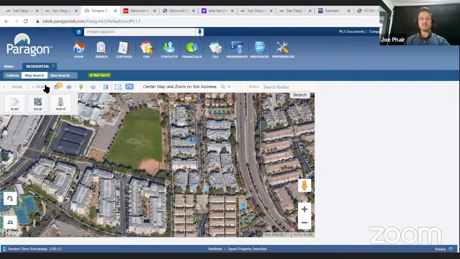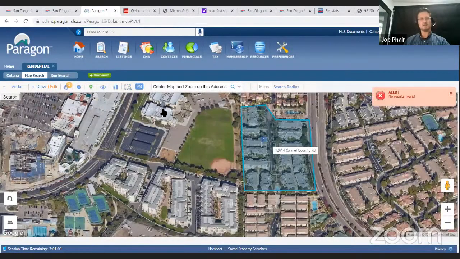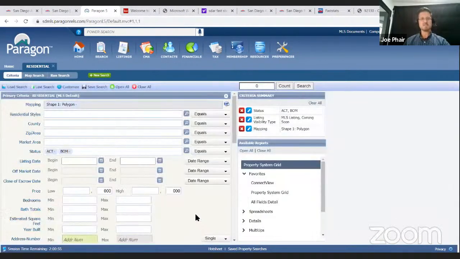So look, if there's not a lot available, then I may need to go outside of here. But my first step is to take a look at literally what has sold in that neighborhood. It looks like there's a couple hundred homes here, maybe 100. So I'm going to draw a little polygon shape here. And criteria. All right, so here's what we do, guys.